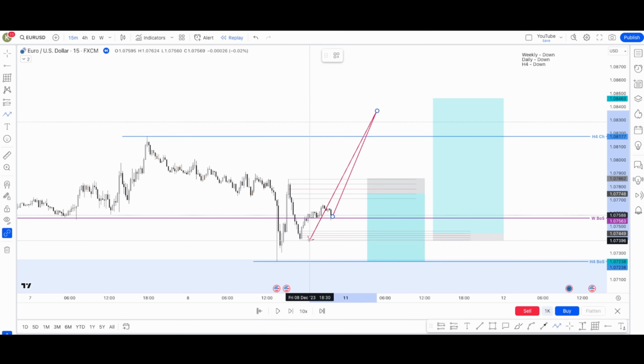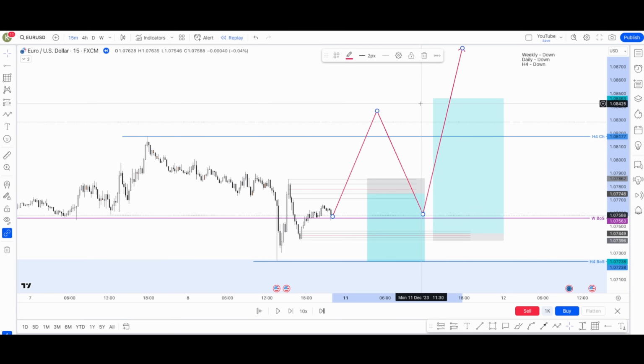Now, if we already tap into this, that's not going to be the deepest order block, all right? That's going to be a previous deepest. It's going to come back down to something like this and then take off even further.